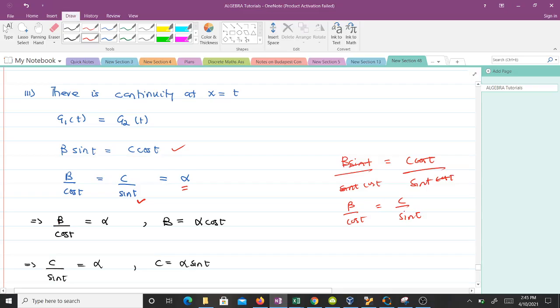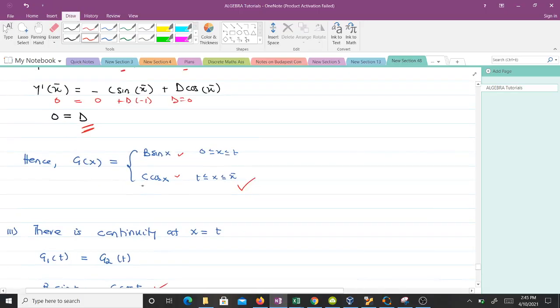So what this means is that b over cos t is equal to alpha, and that implies that b will be equal to alpha cos t. And it also implies that c over sine t is equal to alpha, meaning c will be equal to alpha sine t. Okay, so now we have b to be alpha cos t and c to be alpha sine t.